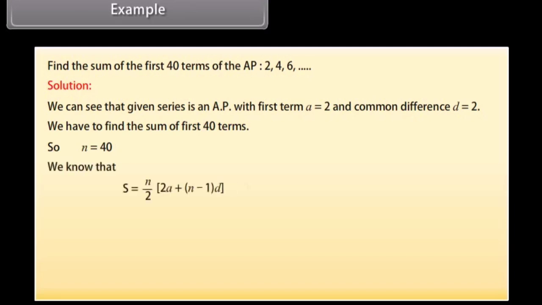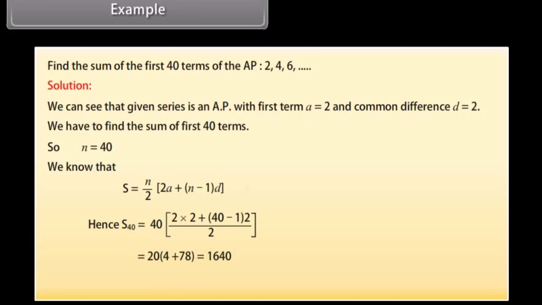We know that S is equal to n upon 2 into 2A plus n minus 1 into D. Hence, S40 is equal to 40 upon 2 into 2 into 2 plus 40 minus 1 into 2, which is equal to 1640. So the sum of the first 40 terms of the AP is 1640.